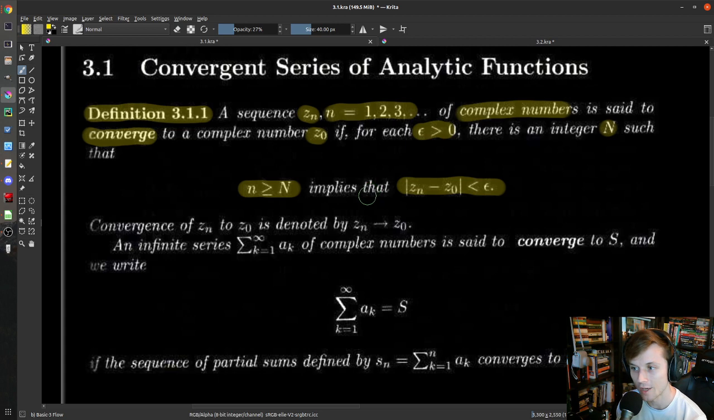This is just the idea that, hey, if in modulus, the measurement of distance in the complex plane, the elements of the sequence get close to some value, as close as you want, in fact, and they stay close, then they go to it. Or they converge to it. And the way we denote convergence of z_n to z_0 is by z_n right arrow z_0.